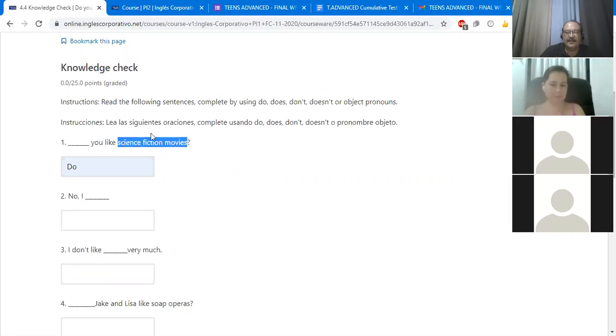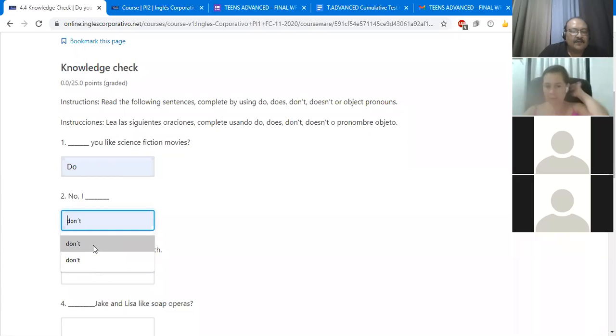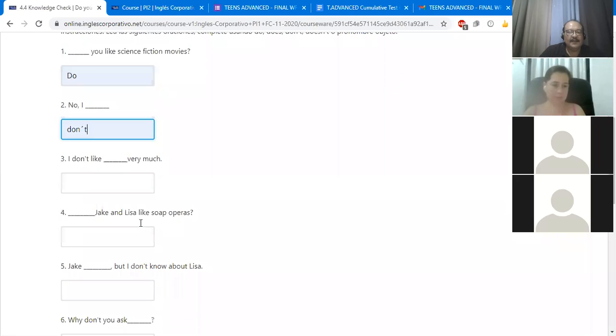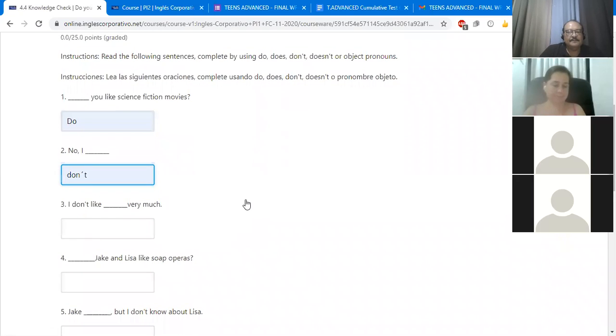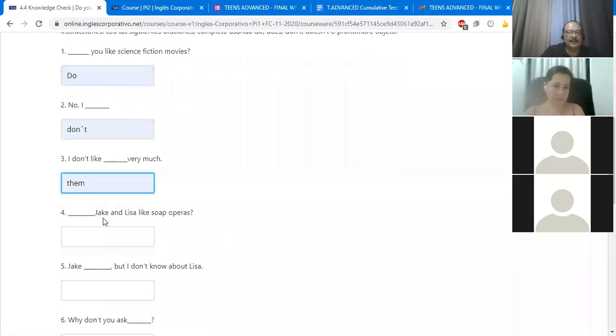This is important when we are using this. Then here you say, no, I don't. Okay, look, no, I don't. Do you like science fiction movies? No, I don't. I don't like? Them. Okay, them. You see the sequence? Do you like science fiction movies? No, I don't. I don't like them very much. Very good. Then the next one.